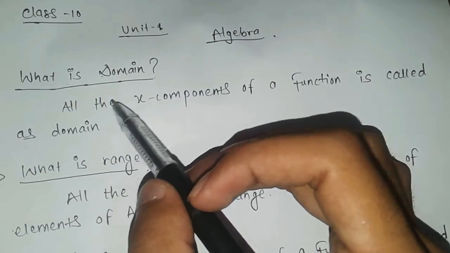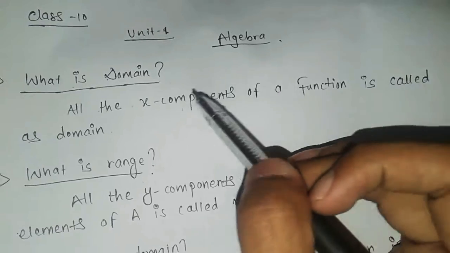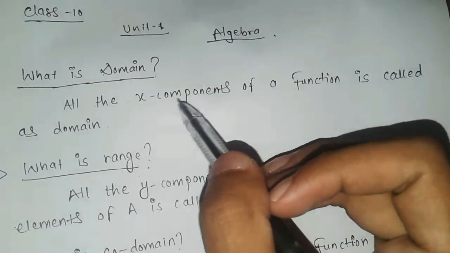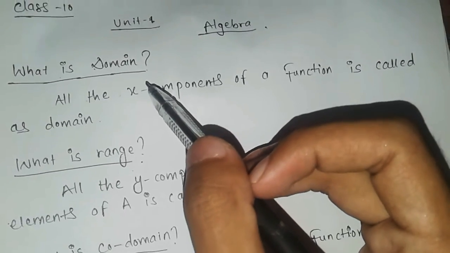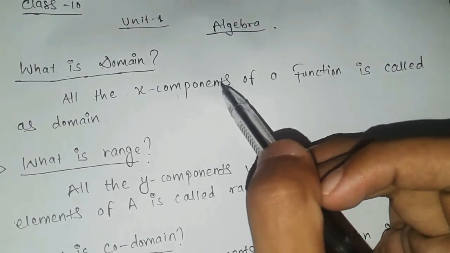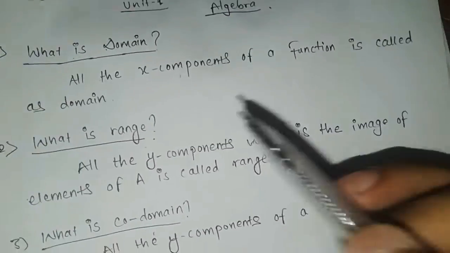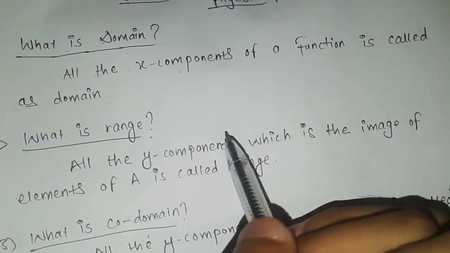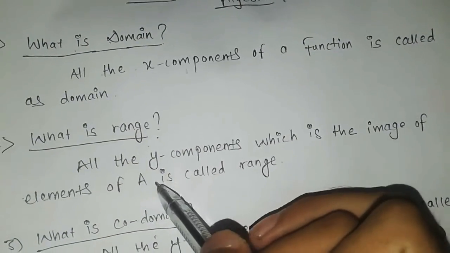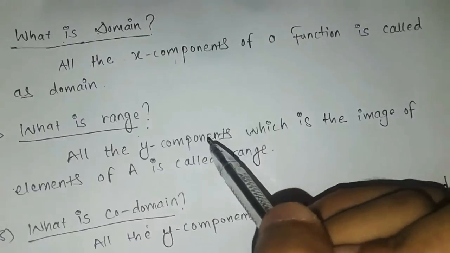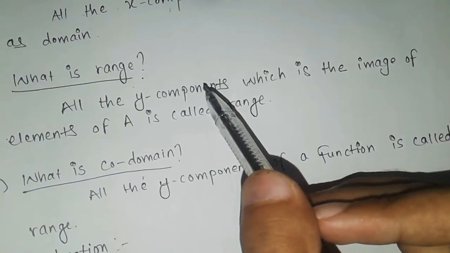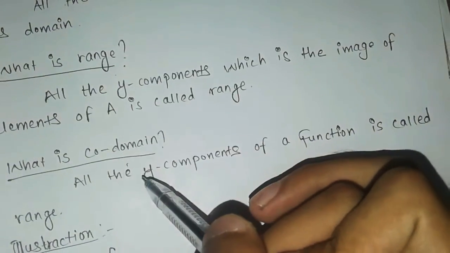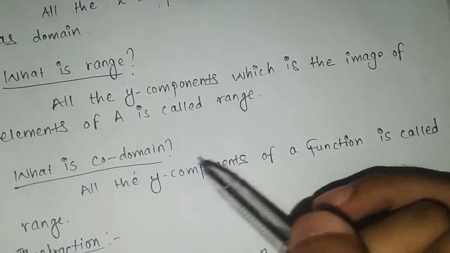Domain: all the x component of the function is called the domain. We'll look at the definition first. What is range then? All the y component which is the image of an element of A is called range. Before that, we'll try to know codomain also. All the y component of a function is called codomain.